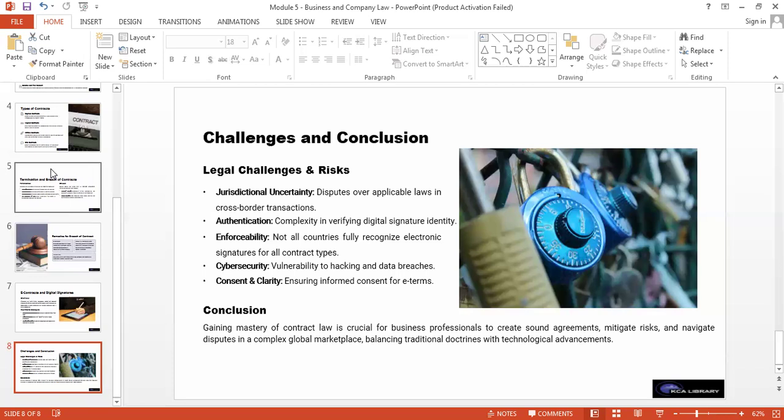In conclusion, gaining mastery of contract law is crucial for business professionals to create sound agreements, mitigate risk, and navigate disputes in a complex global marketplace. So balancing traditional doctrine with technological advancement is very, very important. So this is what we have to know about contracts briefly.